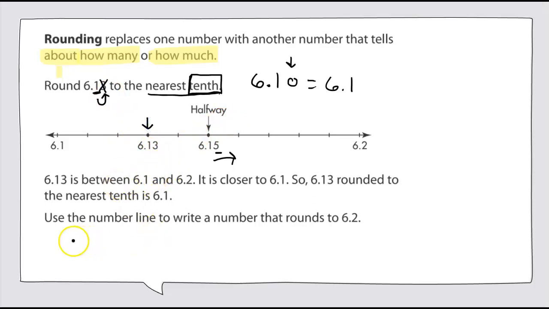Okay, it says use the number line to write a number that rounds to 6.2. So if we know where 6.2 is, which is right here, we know it has to have a number in the hundredths place that's 5 or greater. So there are lots of opportunities to get this problem correct. Think of a number, 6 and 1 something. What number could you put here that would help you round this 1 to a 2? It's got to be 5 or above. Okay, so you can pause the video and think about that. All right, so this is going to end part 1. I'm going to pick up on the next slide with part 2.